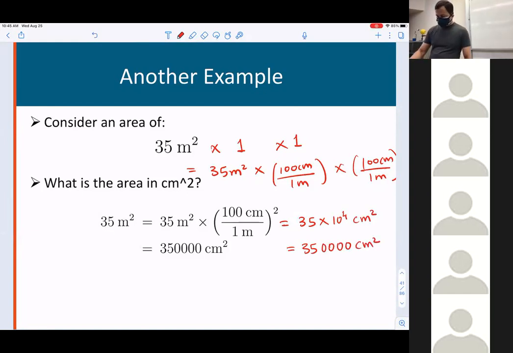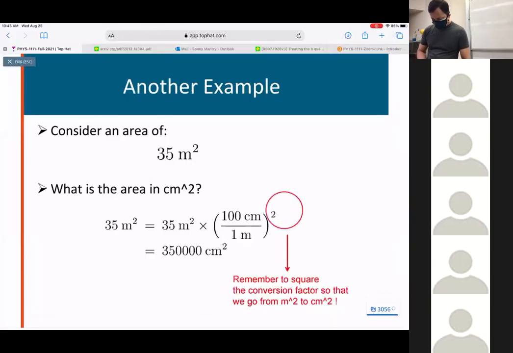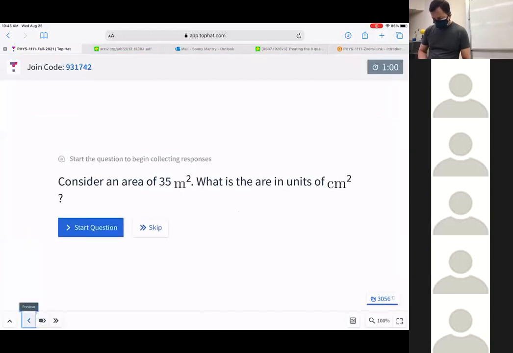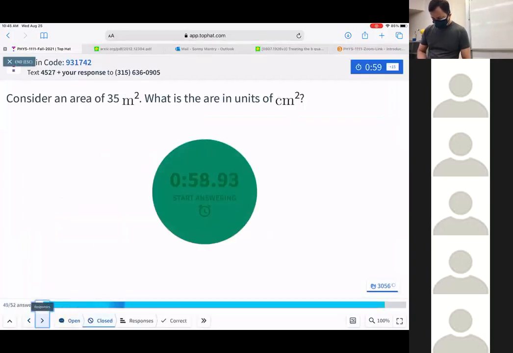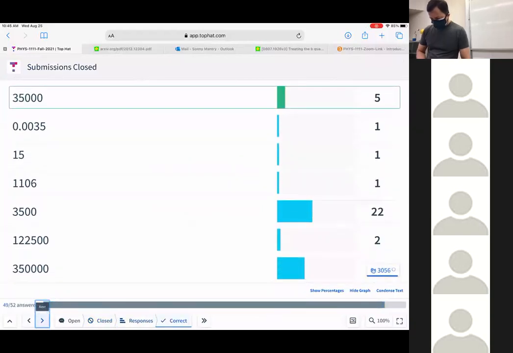So did I mark the wrong answer there? Let's see. Oh, I did. Okay, so sorry, my apologies. The ones who said 35 with 4 zeros is correct. But I think this is all participation, so you should get full credit. Any questions on that?